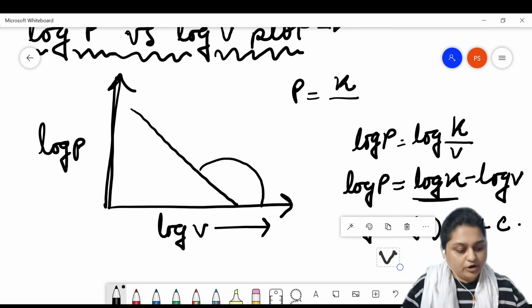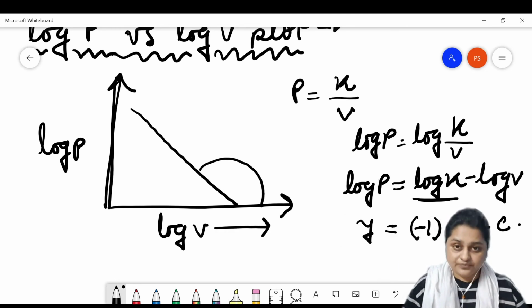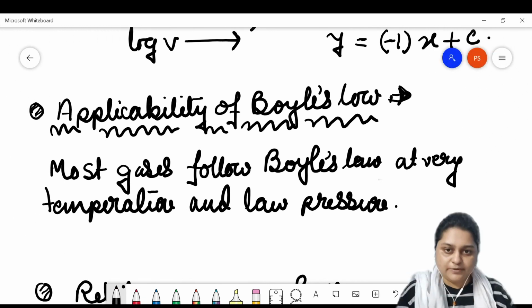Or you can plot different kinds of plots from the expressions of Boyle's law. Boyle's law relates the pressure of gas with the volume of gas when the temperature is taken constant in a closed environment. Now, when Boyle's law was observed in real life situations, it was found that most gases obey Boyle's law only at a very high temperature and at low pressure.